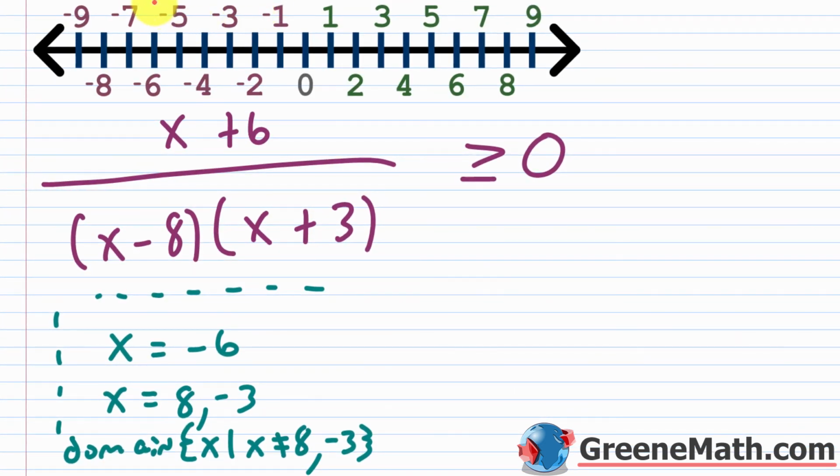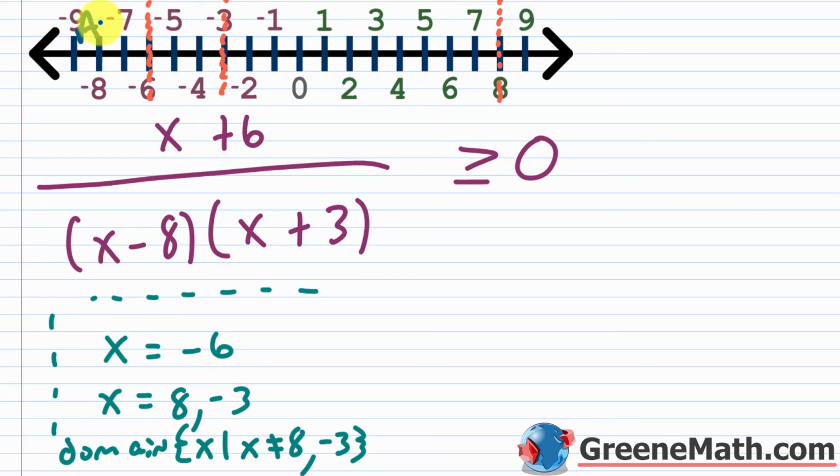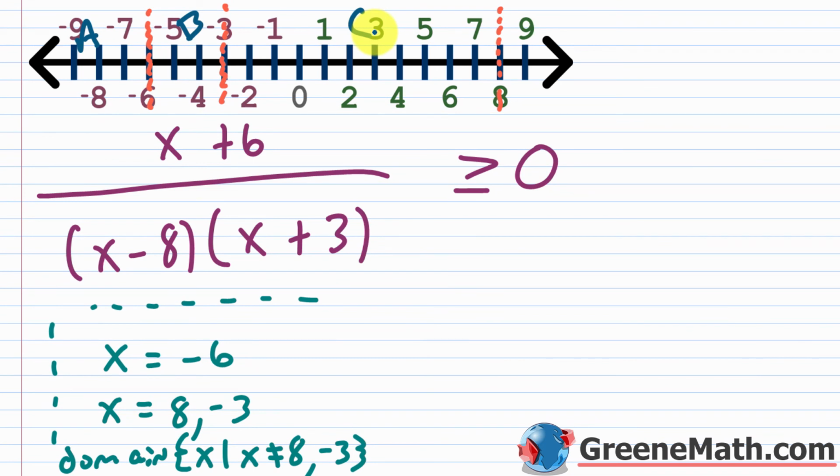Okay, so for negative 6, that's going to be right there. And then you have negative 3, so that's going to be right there. And then you're going to have 8, which is right there. Okay, so this is A, so that's less than negative 6. This is B, between negative 6 and negative 3. This is C, between negative 3 and 8. And this is D, which is greater than 8. All right, so let me write that out. So A, B, C, and D. Let's put this like this.